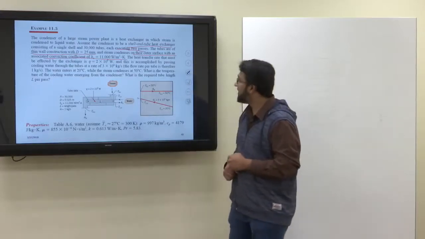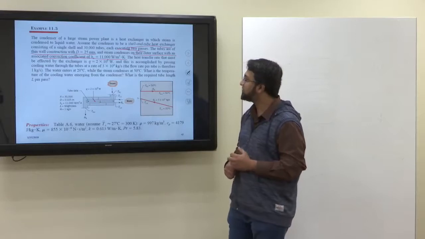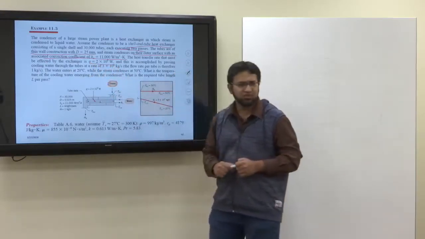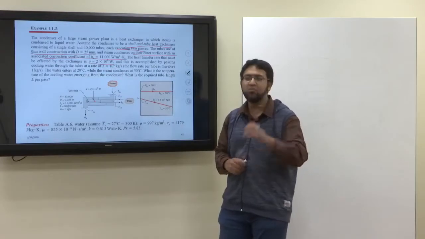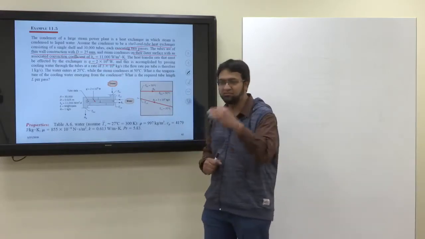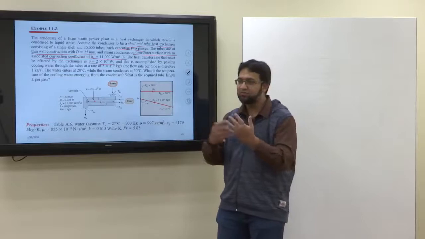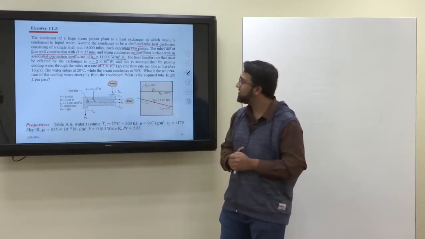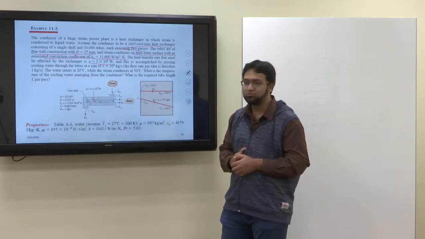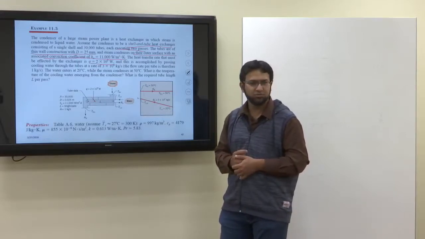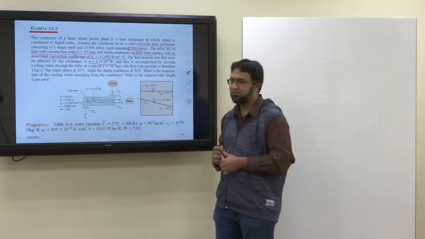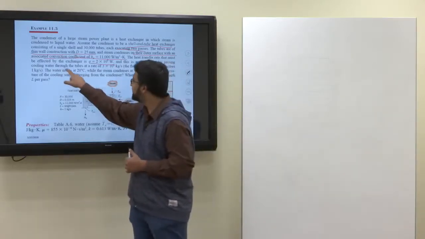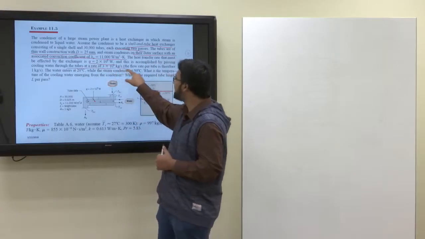The heat transfer rate that must be affected by the heat exchanger is this. So heat transfer rate is given. That means how much is the total amount of heat that will be transferred during this process of condensation is given. It's 2 into 10 power 9 watt. 2 is what? It's gigawatt. Right? And this is accomplished by passing cooling water through the tubes at a rate of 3 into 10 power 4 kg per second.